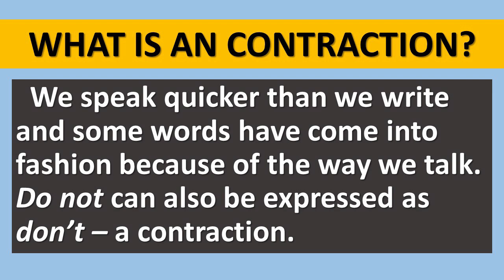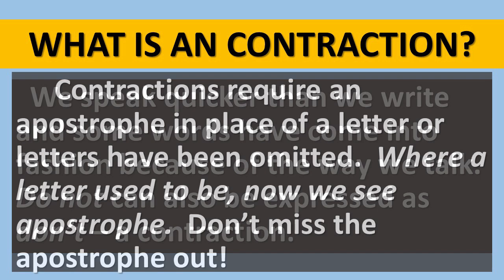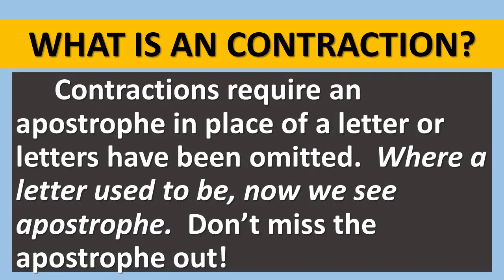When you use contractions, you have to make sure that you are writing them accurately. In where we've got do not, the O of not has been omitted. So where that used to be, now we have an apostrophe in its place. So contractions require an apostrophe in place of a letter or letters that have been omitted. Where a letter used to be, now we see an apostrophe. Don't miss the apostrophe out. That is what you need to do to use contractions accurately.